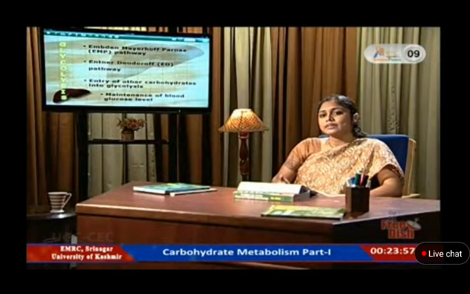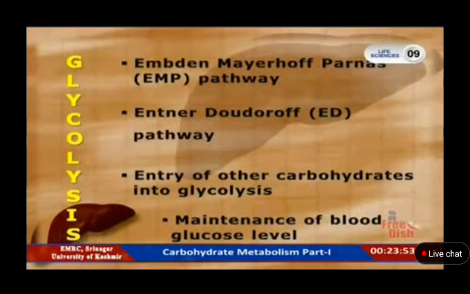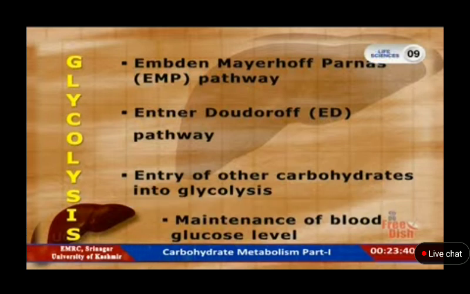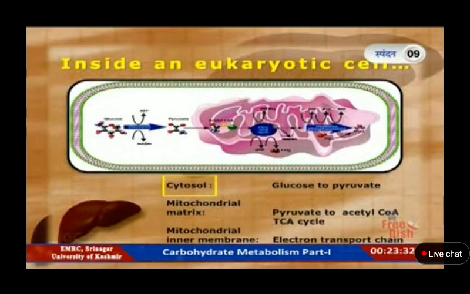Glycolysis, that is the conversion of glucose into pyruvate by two pathways, the Embden-Meyerhof-Parnas pathway and the Entner-Doudoroff pathway. Also, I will discuss how other carbohydrates enter into the glycolytic pathway and how blood glucose level is maintained in higher eukaryotes. Now, glycolysis, that is conversion of glucose into pyruvate, occurs in the cytosol of a eukaryotic cell.